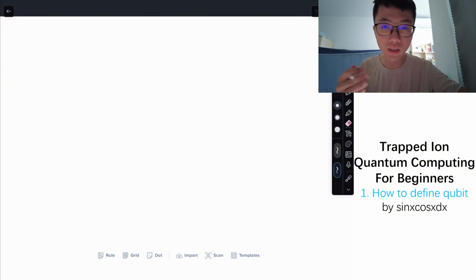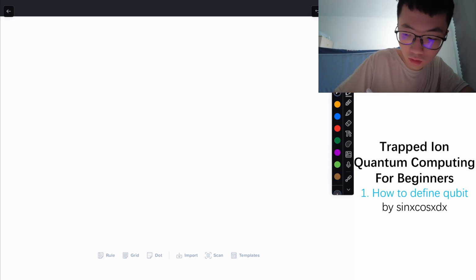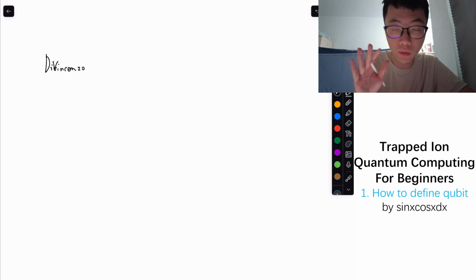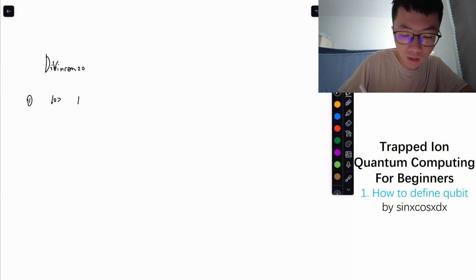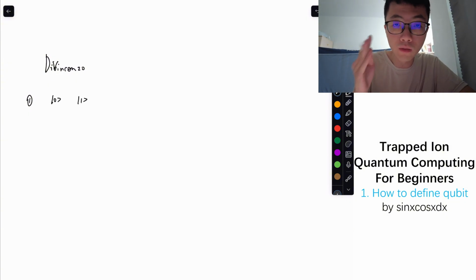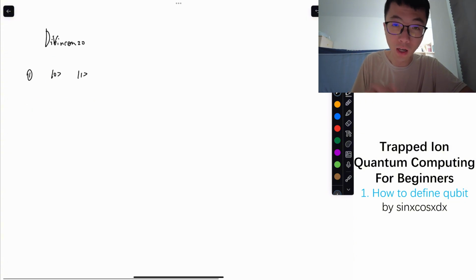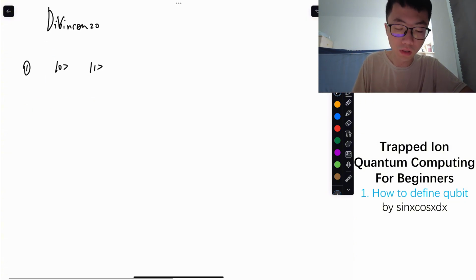So Professor DiVincenzo put forward 5 criteria. The first is that we have a well-defined two-level system, which could be defined as 0 and 1. And this two-level system should be away from the environment. It should not be affected by the environment. For example, it cannot leak from 0, 1 to other states. And this is the first criterion.